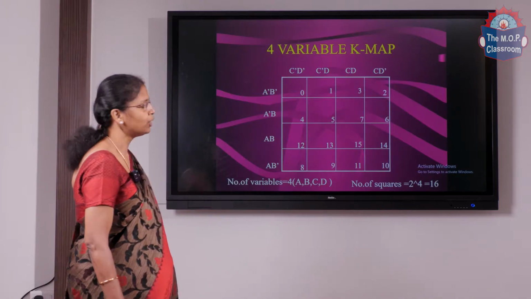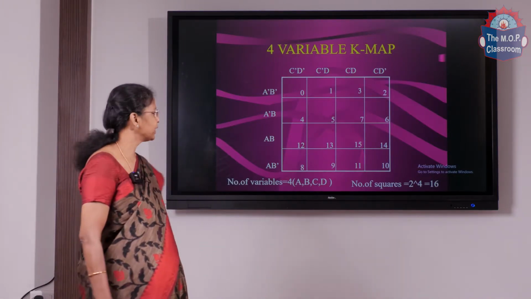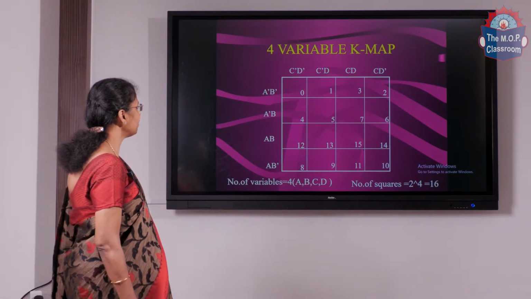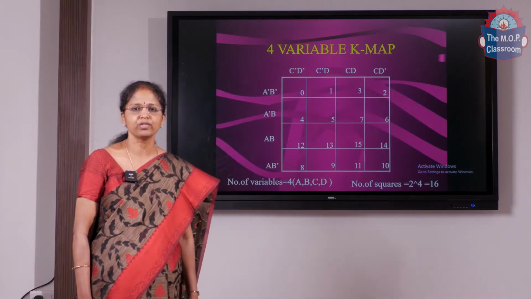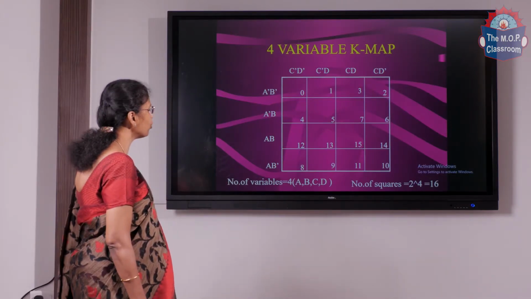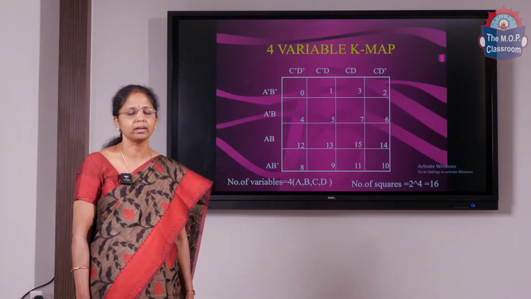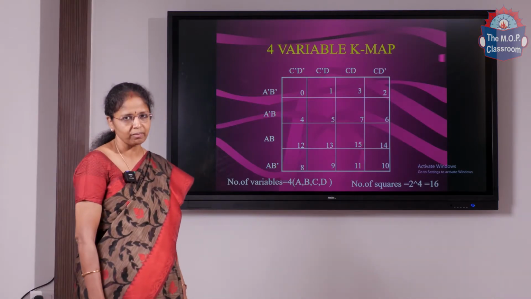Next we will move on to the 4 variable K-map. This 4 variable K-map has 16 squares, 2 power 4 is 16. You have 4 variables: A and B are the row variables, and C and D are the column variables.